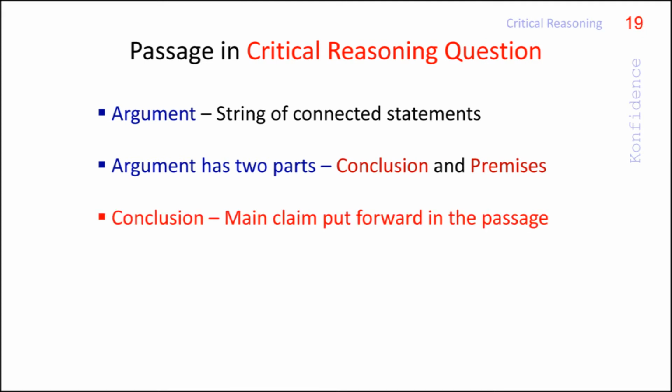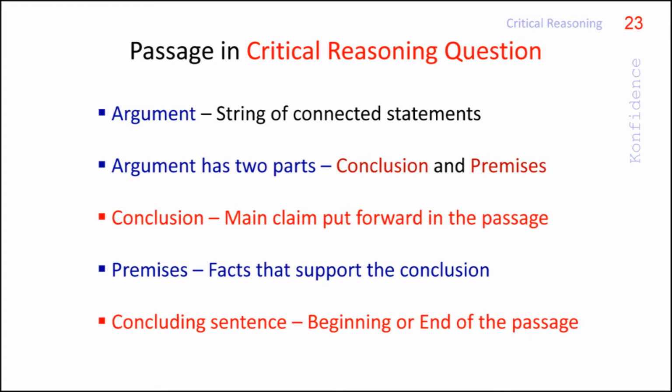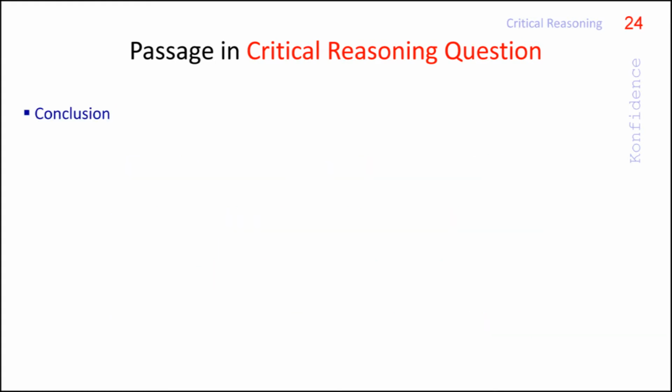Conclusion is the main claim put forward in the passage by the author. Premises are the facts that support the conclusion. Usually a sentence that indicates the conclusion comes in the beginning or end of the passage. Well, how can we identify the conclusion sentence?